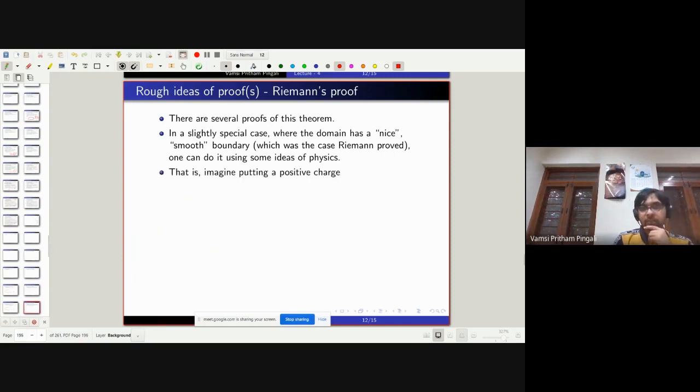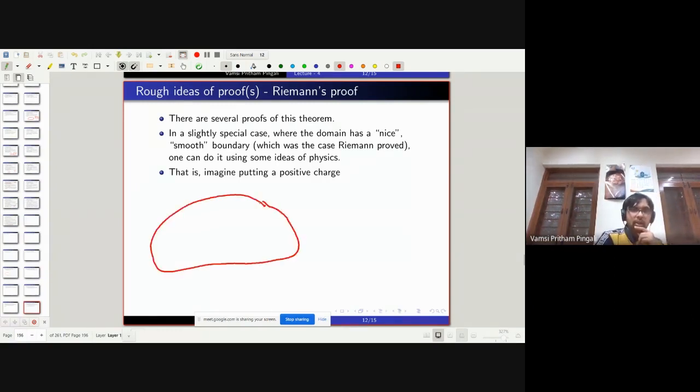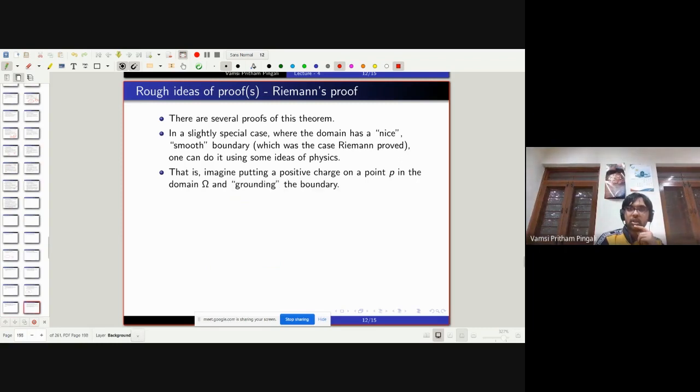Suppose you imagine taking the domain and you put a positive charge somewhere here, if you're familiar with electrostatics. So what happens is the lines of force, and imagine putting a positive charge and grounding the boundary, meaning you connect the boundary to the ground so that it has zero potential. So the electric lines of force will look like this. They'll be perpendicular to the boundary.